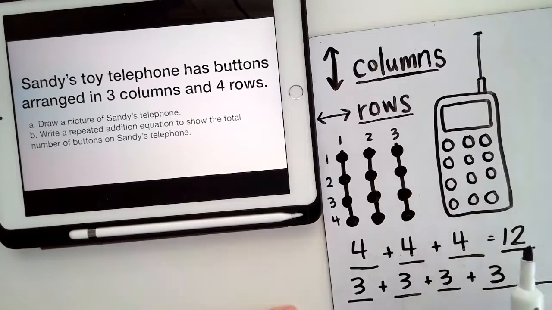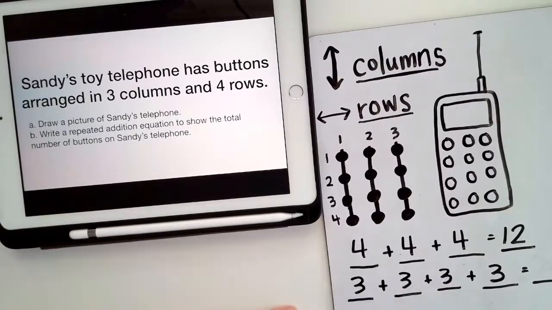Let's double check with our rows one. I know 3 plus 3 is 6. And I see another 3 plus 3, so that means that's also 6. So 6 plus 6 equals 12. And that's how I know that the total number of buttons on Sandy's telephone is 12.